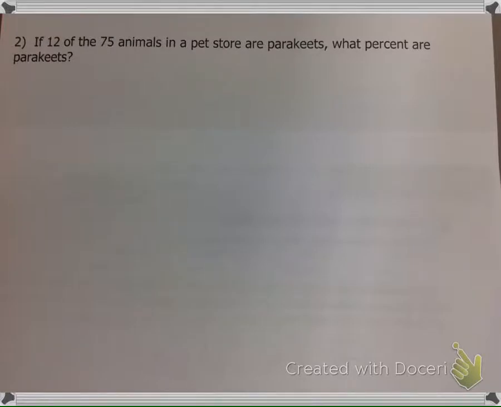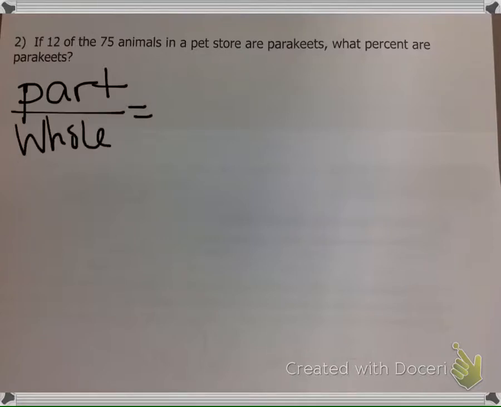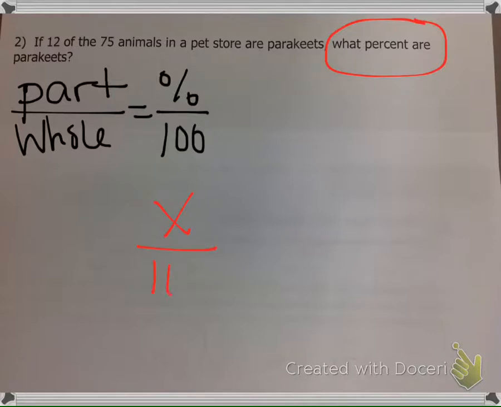If 12 of the 75 animals in a pet store are parakeets, what percent are parakeets? Okay, and you're going to use part over whole, or is over of, whichever you want to call it, equals percent over 100. With these type of word problems, I feel like part over whole makes more sense. And the dead giveaway is your percent. So we have what percent? We don't know the percent, so we're going to put in our variable, our x.